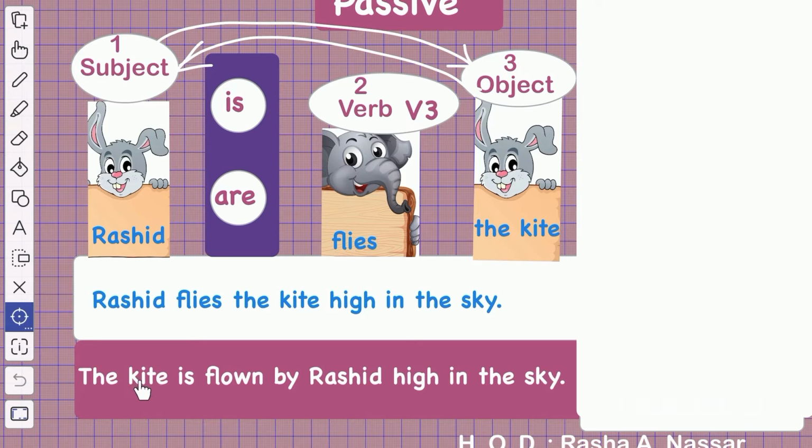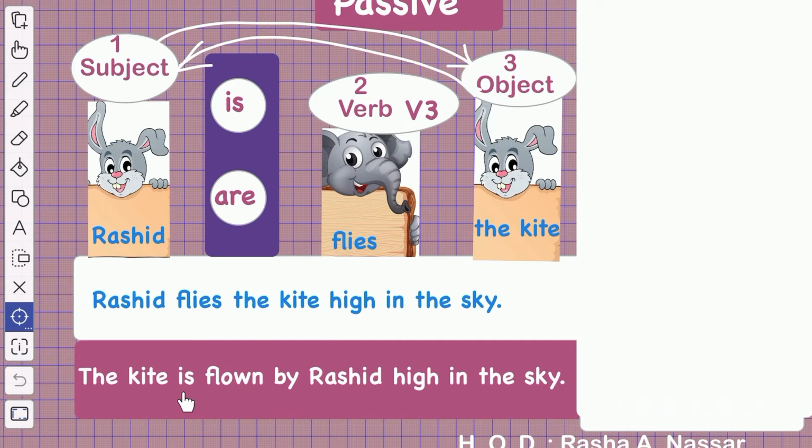If the object is singular, you will choose is. If the object is plural, you will choose are. So here the kite is singular, so we will choose is. Very good. So step number 1, we will write the object at the beginning of the sentence. So it will be the kite. And then we will choose is or are. Here the kite is singular, so we will choose is.